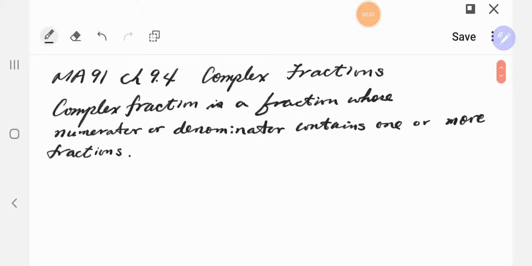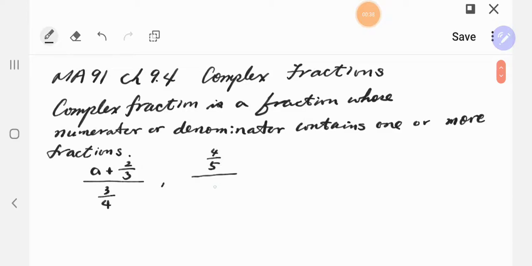Chapter 9.4, Complex Fractions. A complex fraction is a fraction that has fractions in the numerator, the denominator, or both. For example, a over b is a fraction, but here's the main fraction bar, and the numerator can be another fraction, like 2 over 3. The denominator can be 3 over 4, or anything. Or the numerator is one fraction, 4/5.